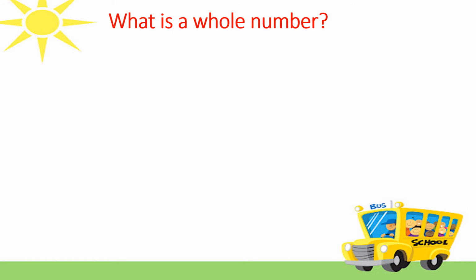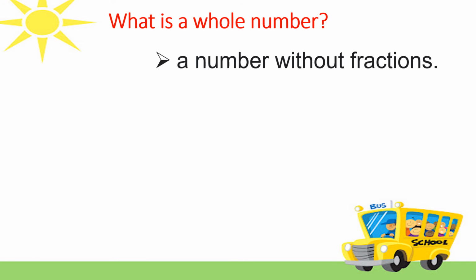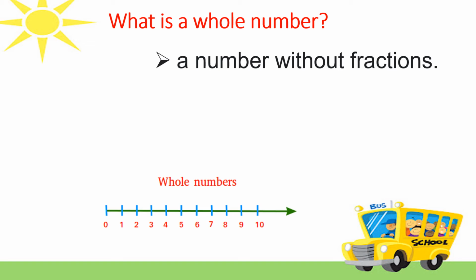Another word that we're going to define is whole number. What is a whole number? A number without fractions. So the number must be exact. Okay? So for example, we have 0, 1, 2, 3, 4, 5, 6, 7, 8, 9, and 10, 11, 12, and then going up. That is what we call whole number. If the number doesn't have decimal point, well, that is what we call whole number. For example, if you see a number 11, this is a whole number.